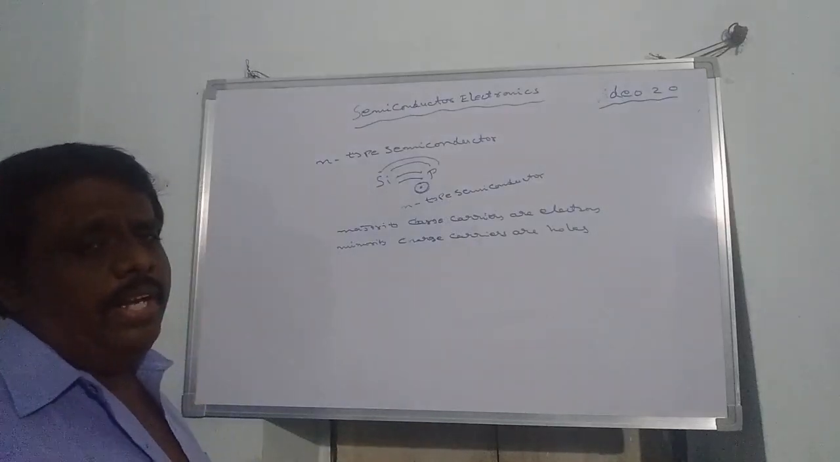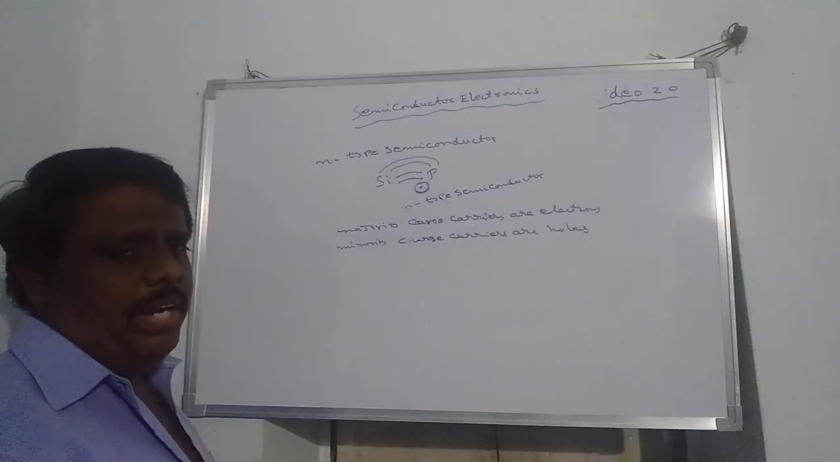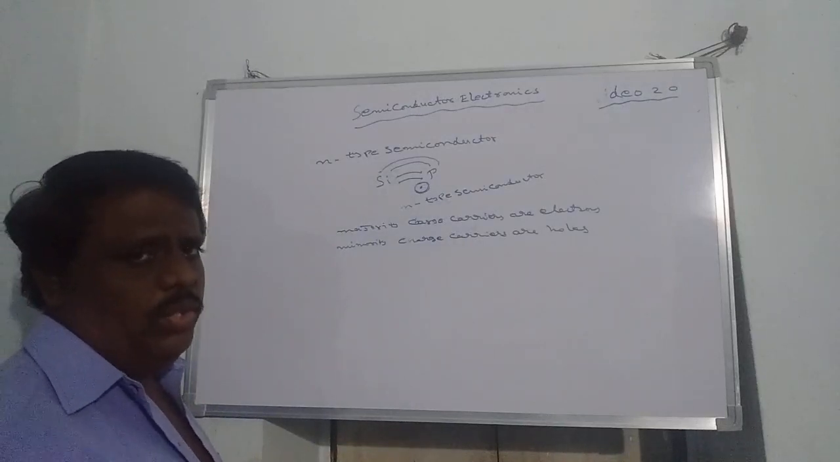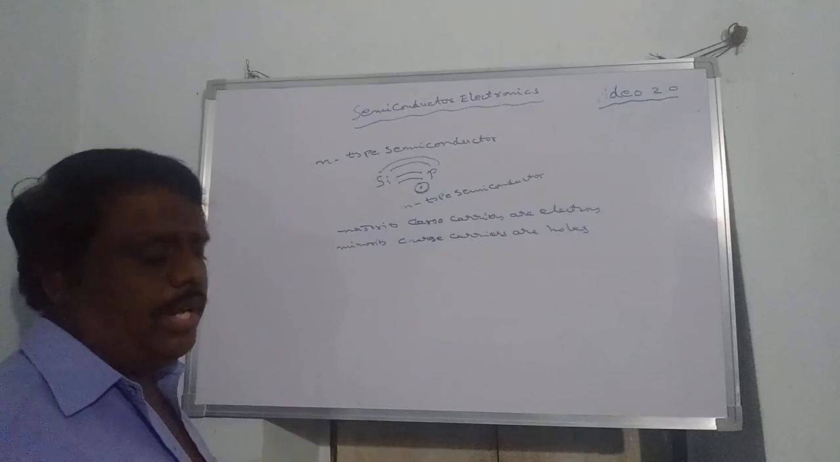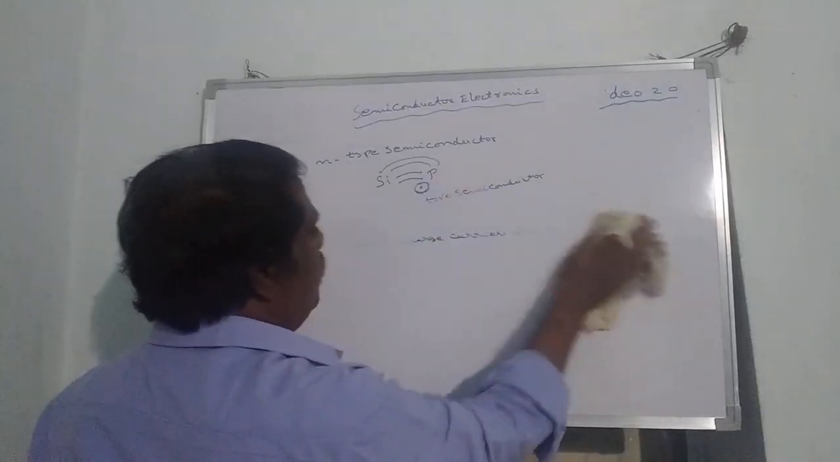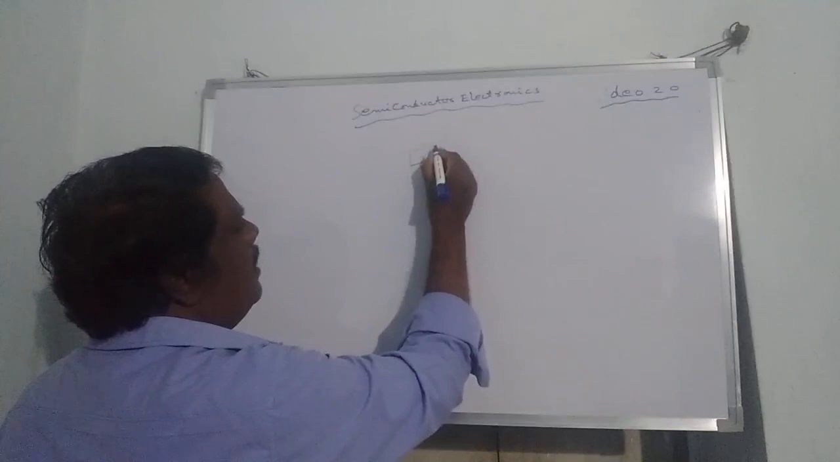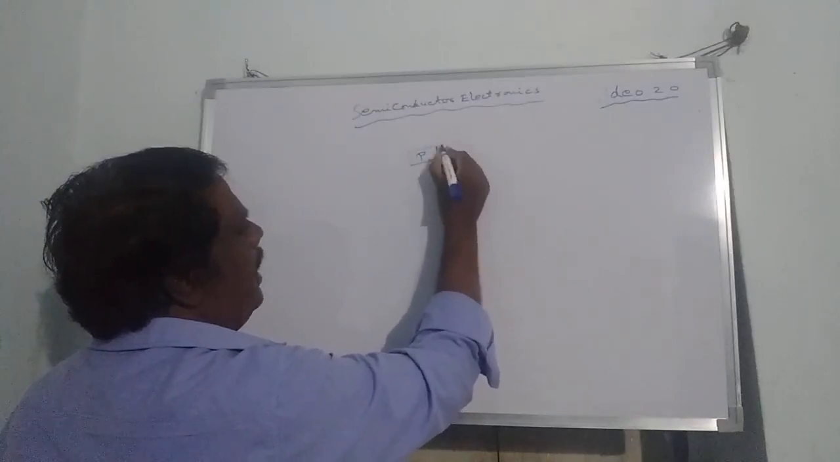This is also an extrinsic semiconductor because a pure semiconductor is doped with impurity. So when we add impurities, those are called extrinsic semiconductors. Next topic, how the PN junction diode is formed. P means p-type and N means n-type.